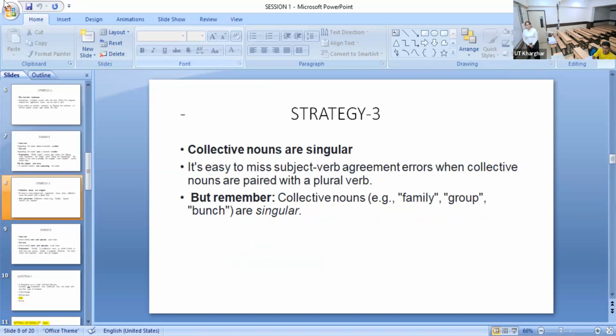Strategy 3, Adi: collective nouns are singular. It's easy to miss subject-verb agreement errors when collective nouns are paired with a plural verb. Saina, is family singular or plural? Singular. This is a common error in English. A lot of kids, students and adults will refer to family as "are" because family consists of many people. No, it's a collective noun, so a collective noun will always be singular.